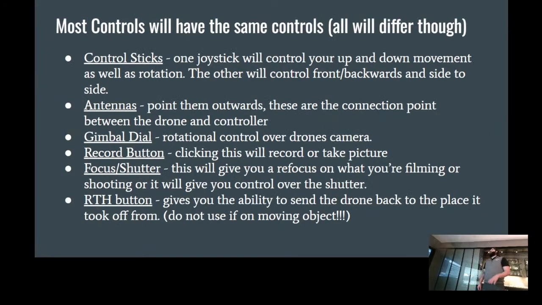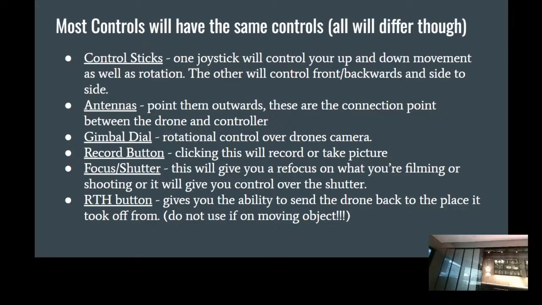So most controllers will have the same controls, but all are going to differ though. So these are the typical controls you'll see on the drone itself, or on the controller itself. Control sticks: one joystick will control up and down movement, as well as rotation. The other will control front to backwards and side to side movement. Antennas, point them outwards. These are the connection point between the drone and the controller. The gimbal dial, rotational control over the drone's camera. Record button, clicking this will record or take a picture.